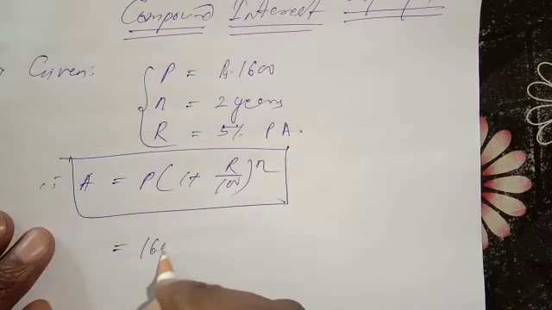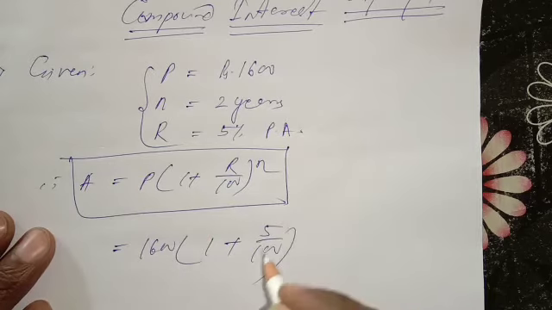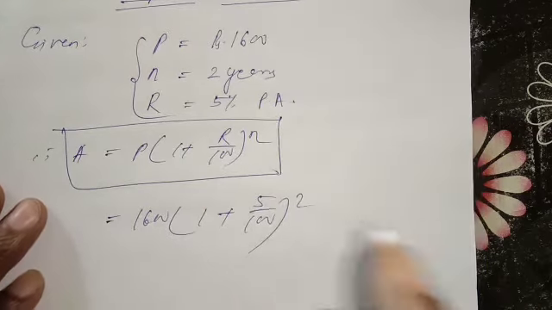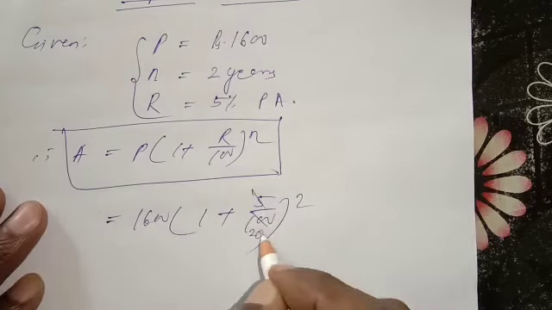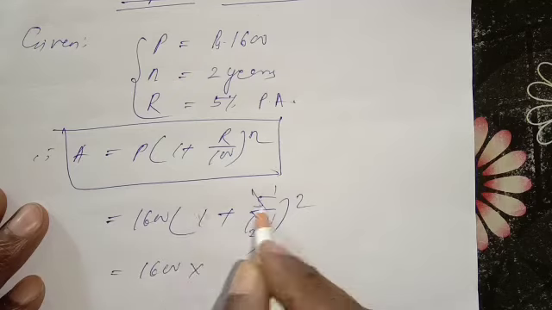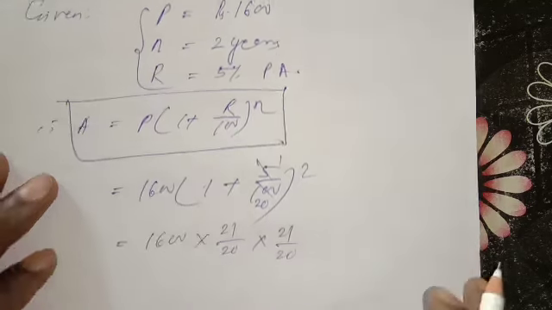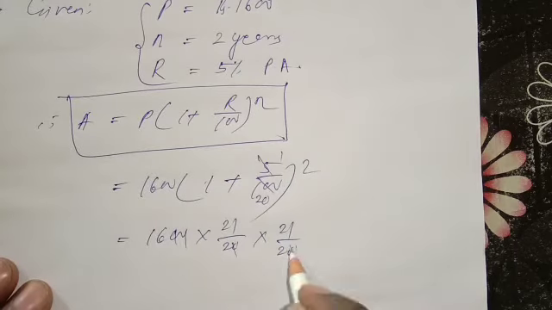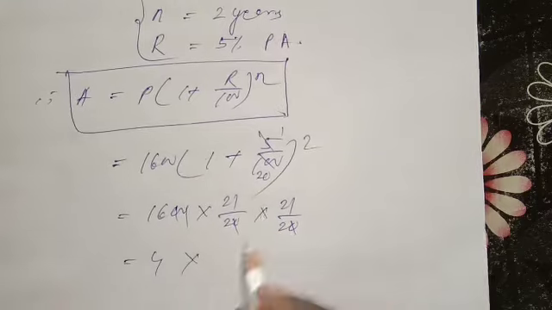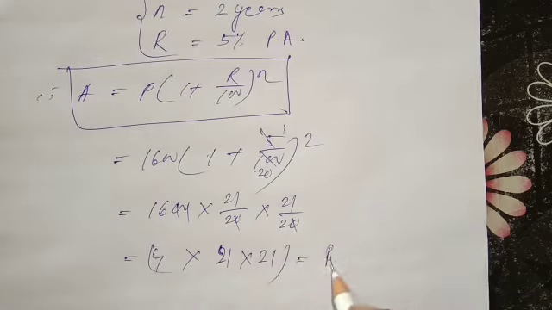Principal given 1600, 1 plus rate equal to how much? 5 by 100. Time given 2 years. This will be 5 20 is 100, 1 by 20. That means 1600 times 21 by 20, twice. Now 20 and 20 cancel here, 16 divided by 4 is 4, and 21 and 21, you have to just multiply 21 into 21. After multiplication, you will get the amount.